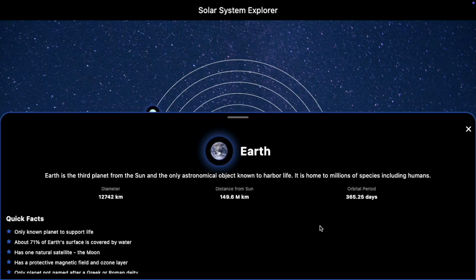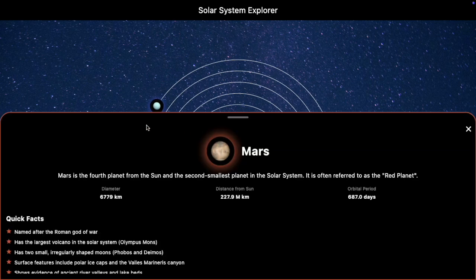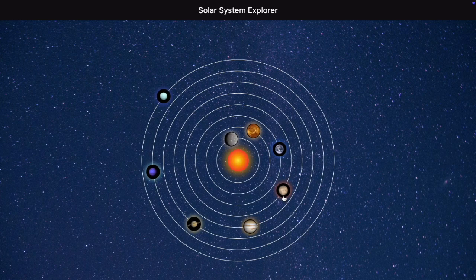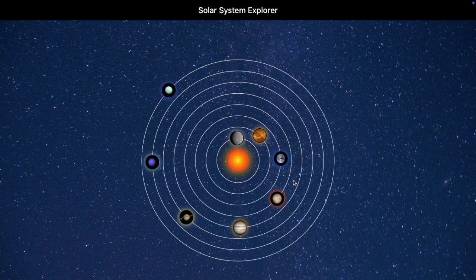Well done, everybody. So today we used a simple app to explore space in a fun and easy way. Next time we'll go deeper, maybe explore more moons or even dwarf planets. Anybody know a dwarf planet? That's right, Pluto.